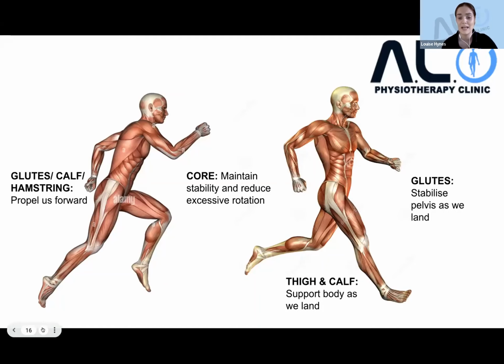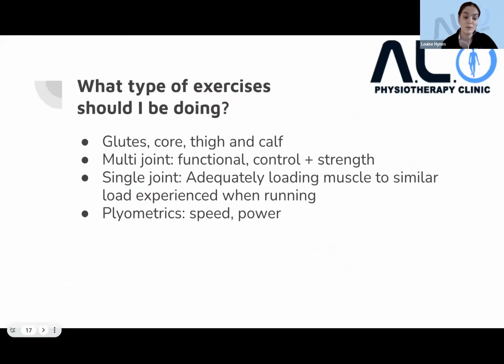And then again, as we land, we've got our glutes to help stabilize the pelvis, and then the thigh and calf muscles help to support the force of the body as we land. So if we've got weakness anywhere along this chain, one, our performance isn't going to be optimized, but then over time, you may find that you will get injuries or weaknesses.